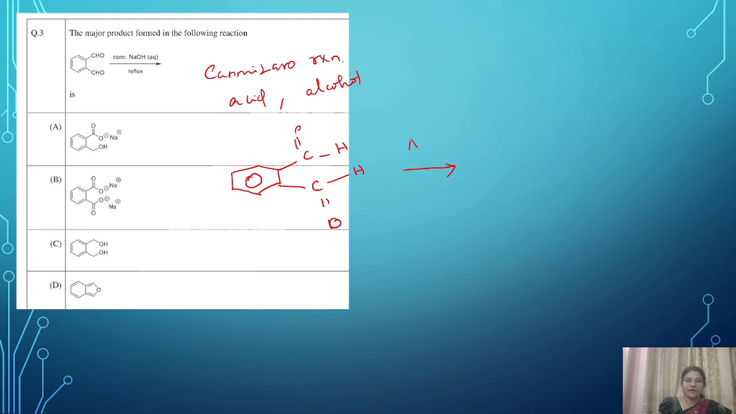First, the sodium hydroxide. This OH group attacks this carbon, and the electrons present in the double bond shift here. Okay. Now what is the product?